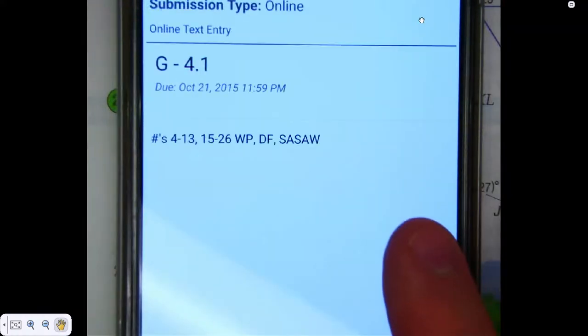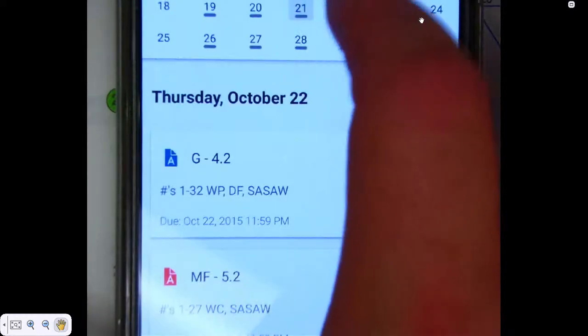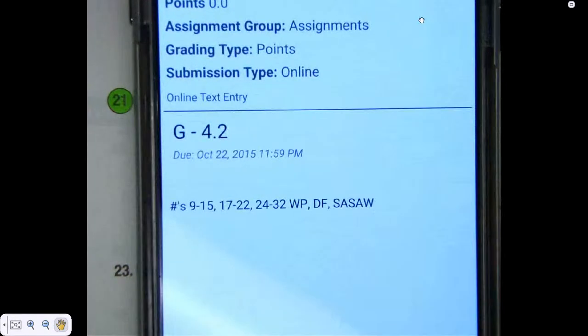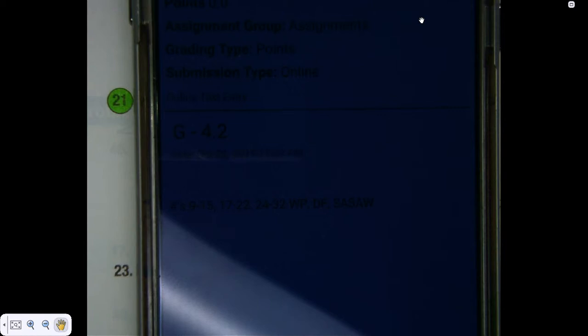Let's go on to 4-2. I changed this too. Tried to make it a little easier as well. It's numbers 9 through 15, 17 through 22, and 24 through 32. Not nearly as many problems. However, like I said, if I'm going to do that, they had better be done right.